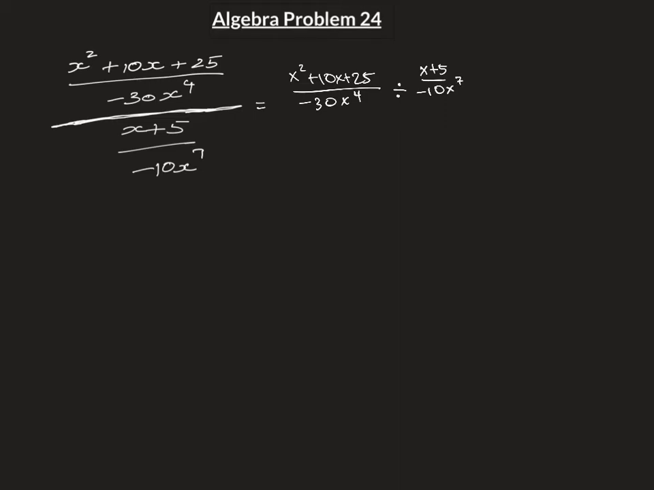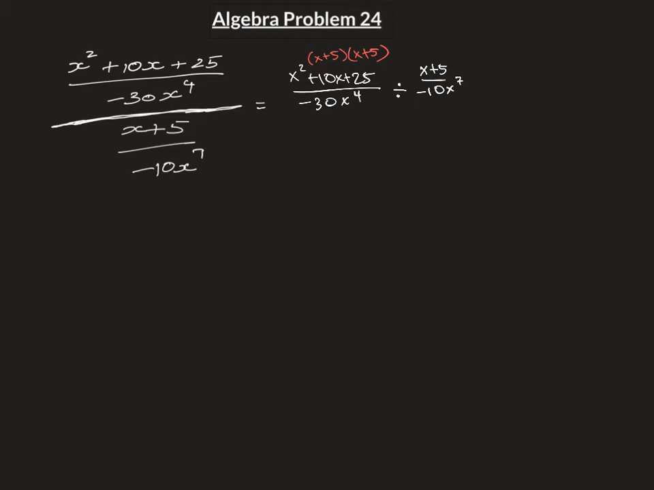And now, once we have this, our second step would be to factor as many things as we can. So first we'll take x squared plus 10x plus 25. Can that be factored? Yes, it can. This will become x plus 5 times x plus 5. Then on the bottom we have minus 30x to the power of 4. That can be simplified.